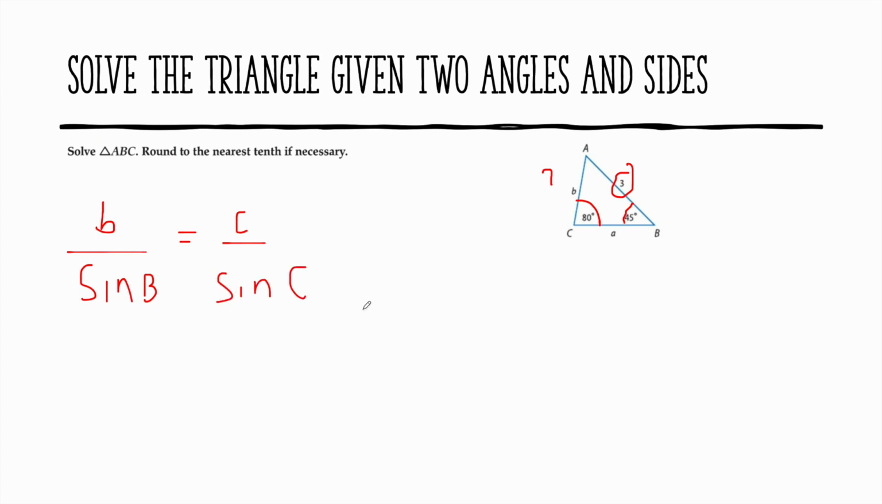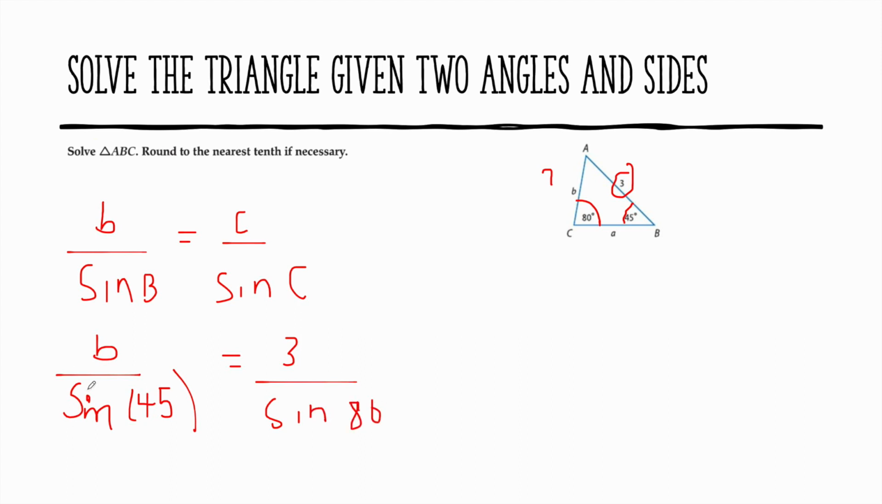What is my b? I don't know the b, so I write b. And then sine, my B is 45. This will be equal to my c, which is 3, divided by sine 80. So we can go ahead and multiply both sides by sine 45.